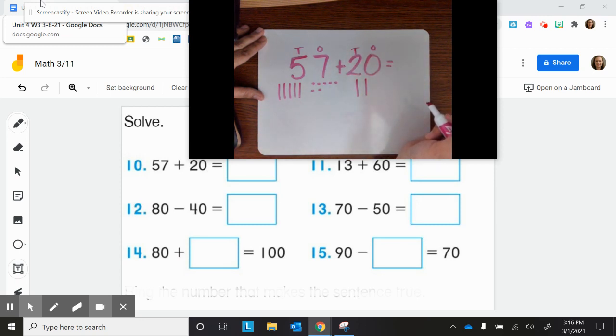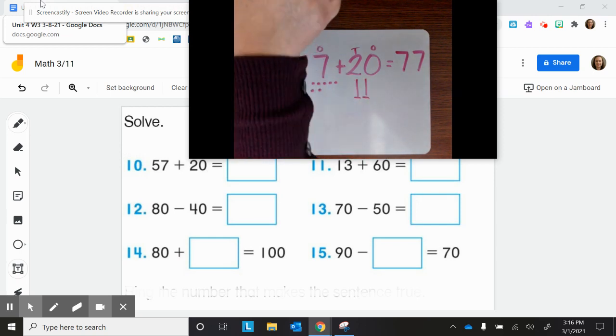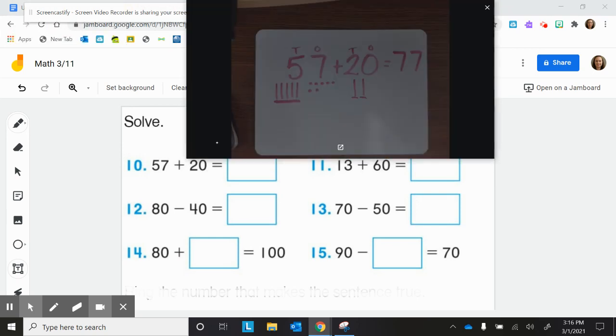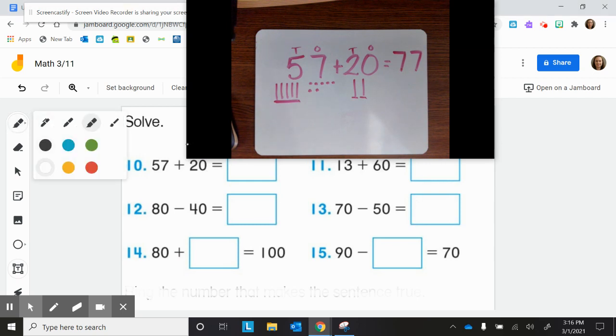So now what I'm going to do is count my tens first and then my ones. So I have 50, 60, 70. I have to count by tens. Let's do it again. 50, 60, 70, 71, 72, 73, 74, 75, 76, 77. 57 plus 20 is 77. Now go ahead and write in the blank box, write 77.